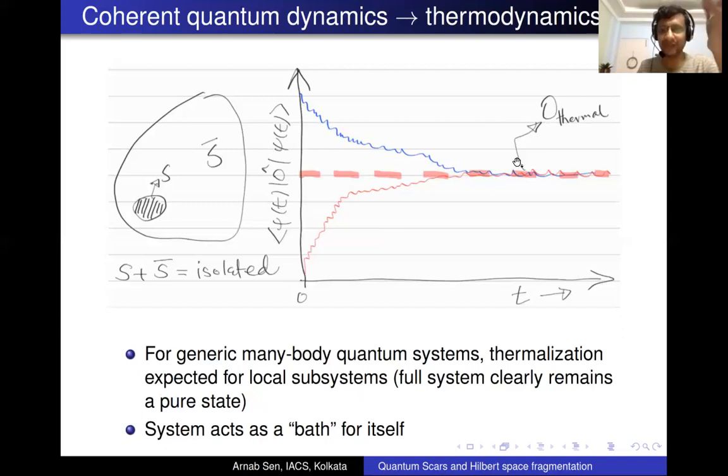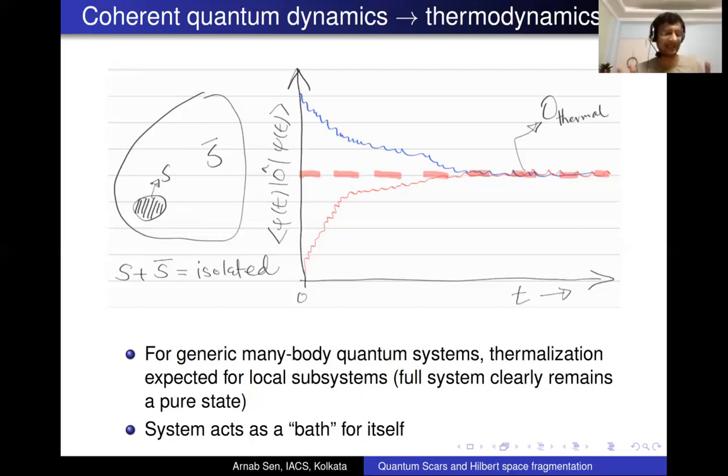Even though I would again like to stress, of course, the wave function stays a pure wave function, right? So the idea is that even though the system is pure, nonetheless the system acts as a bath for itself. If you look at some subsystem here, such that the number of degrees of freedom outside is much more than the number of degrees of freedom here, then basically the rest of the system is acting as a bath for the subsystem. Okay, so that's the general idea.